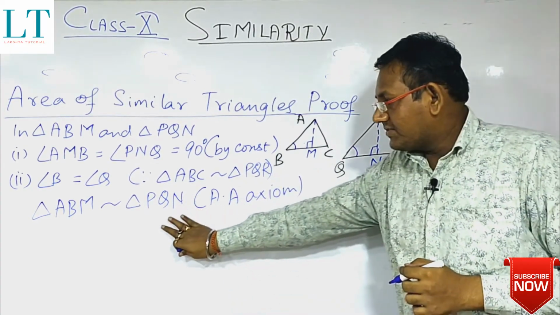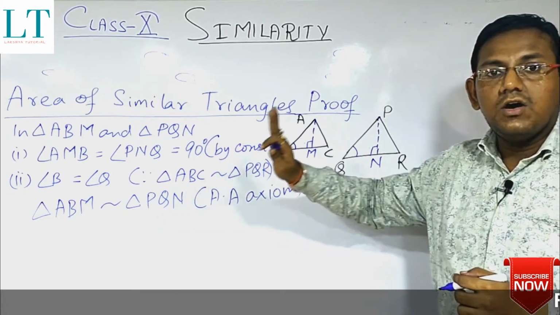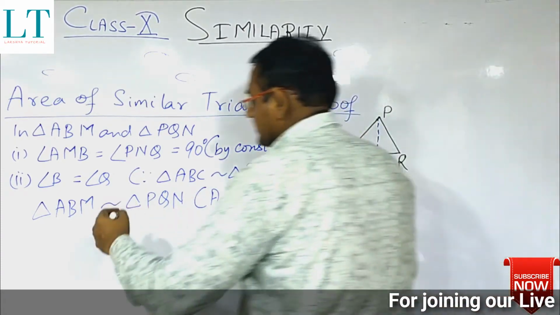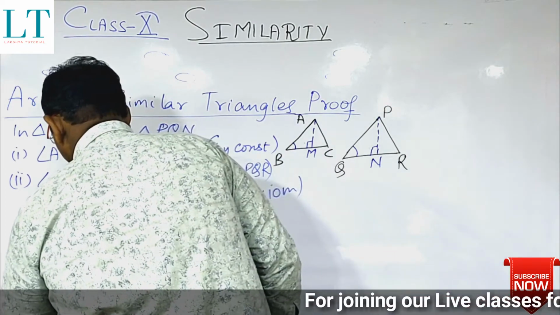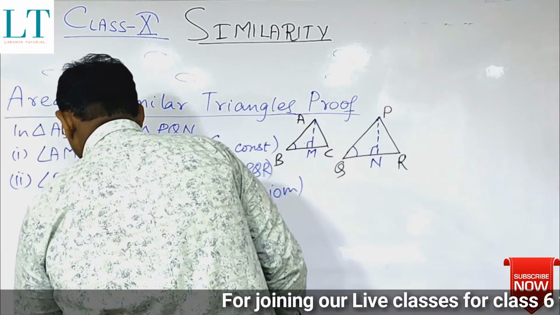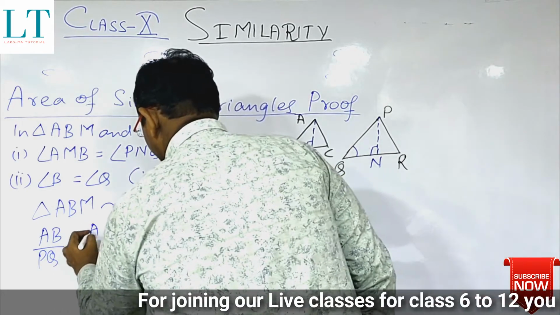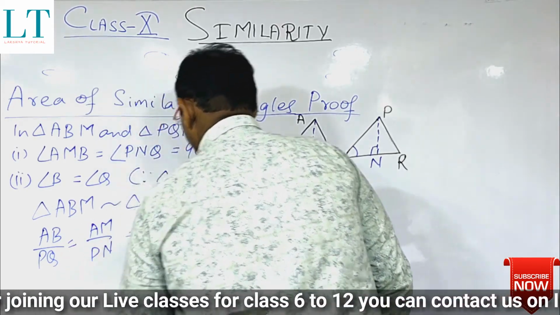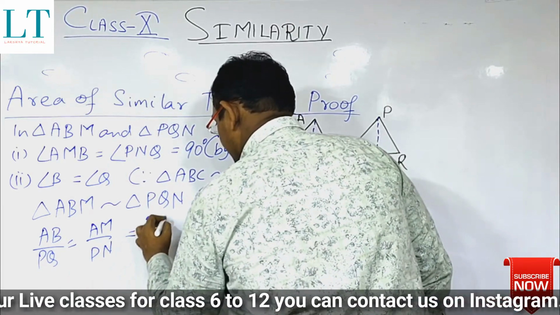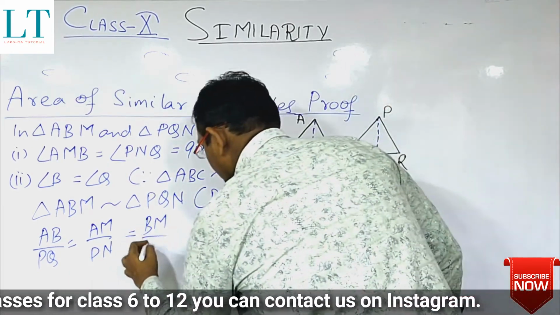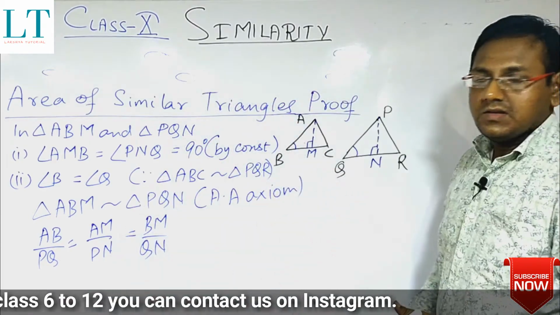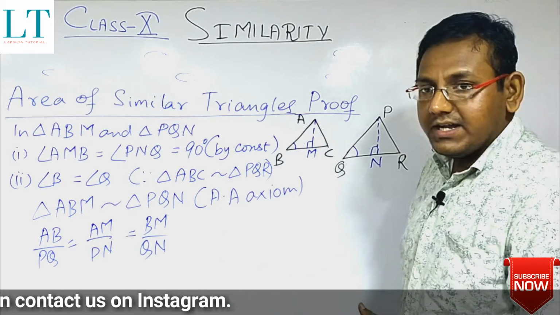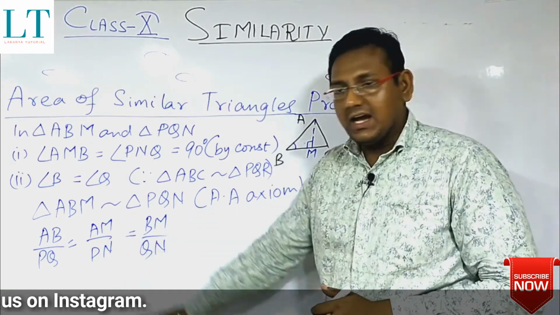So since we have said that these two triangles are already similar, then the sides are in the ratio. So since the sides are in ratio, we can say that AB by PQ is equal to AM by PN over here is equal to BM by QN over here. So this is from the proof that we have already done. So we can say that these are equal.